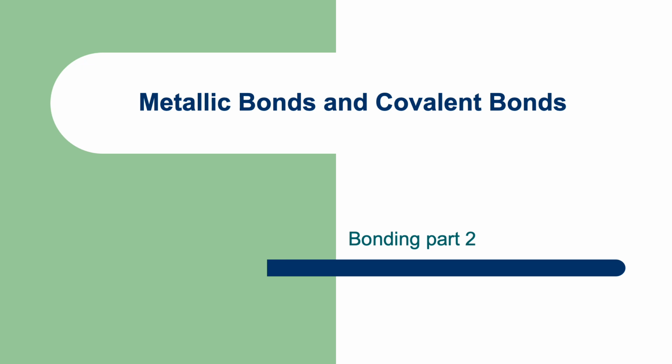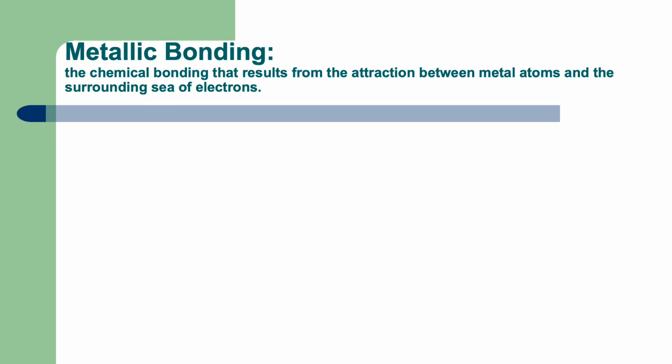Okay, we're going to look at metallic bonds and covalent bonds. We're going to first look at metallic bonds. Metallic bonds are chemical bonds that result from the attraction between metal atoms and the surrounding sea of electrons.